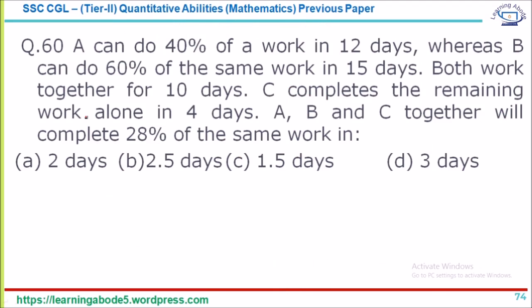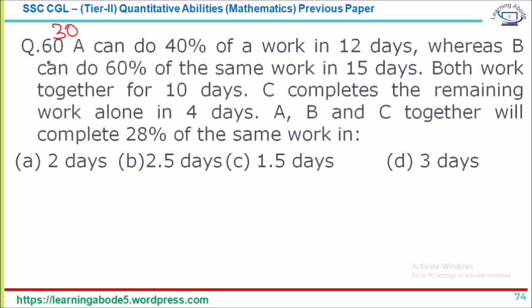Now question number 60. A can do 40% of work in 12 days, B can do 60% of the same work in 15 days. Both work together for 10 days. C completes the remaining work alone in 4 days. A, B and C together will complete 28% of the work in how many days? Now if A can do 40% work in 12 days, that is 2/5 of the work in 12 days, then A will do the complete work in 30 days.